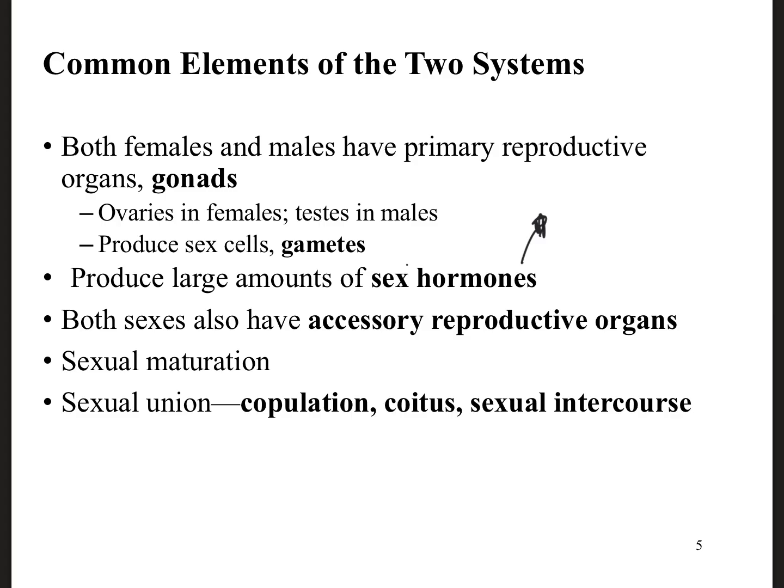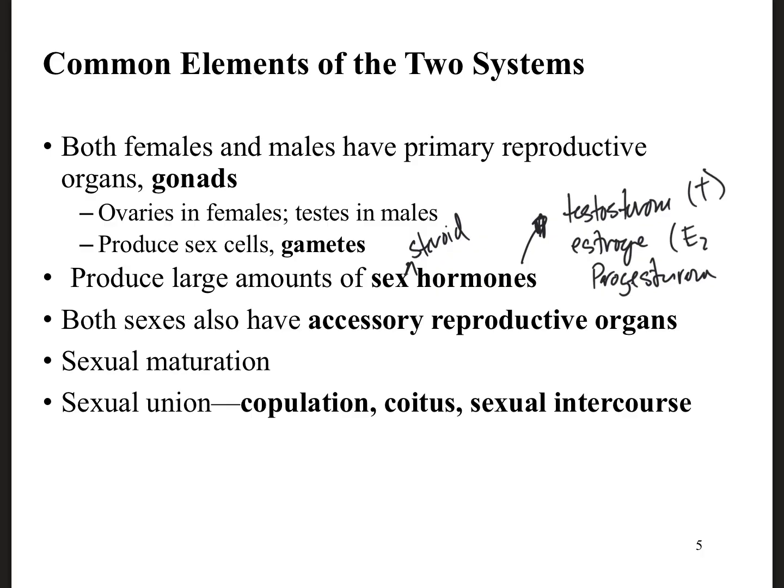So let's call them steroid hormones. What hormone is mostly associated with males? Testosterone. Okay, and then in females we have estrogen and progesterone. We abbreviate testosterone as T, estrogen as E2, and progesterone is abbreviated P4.